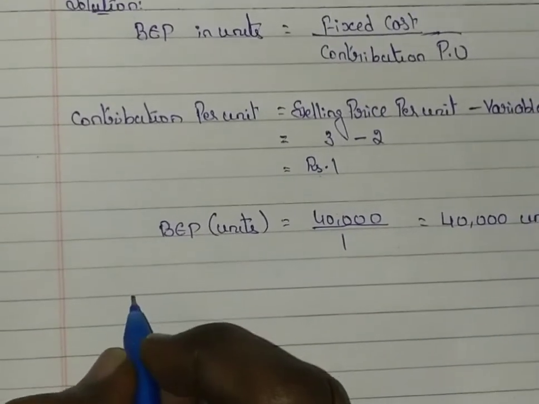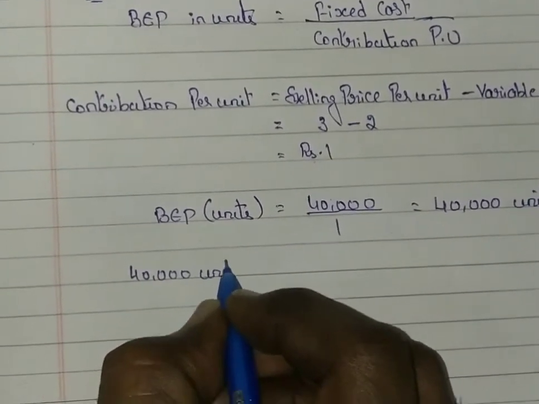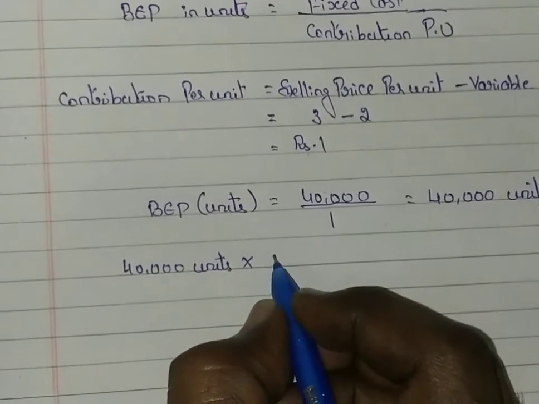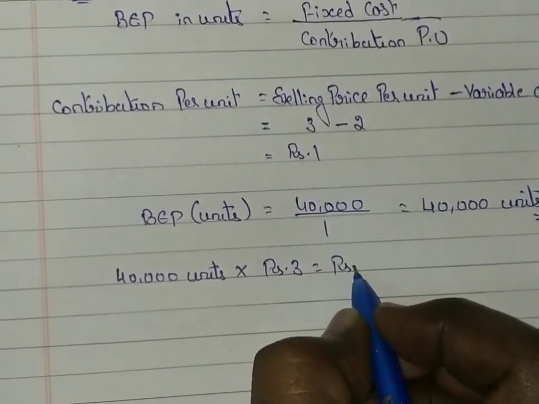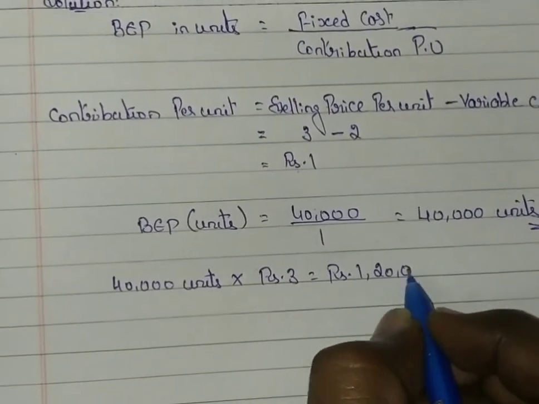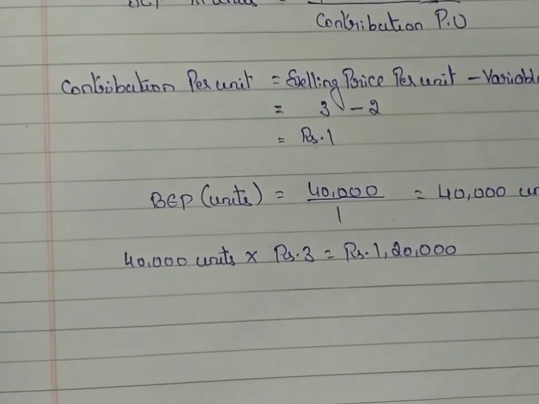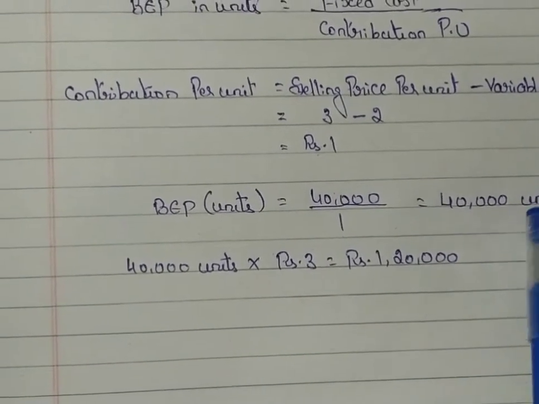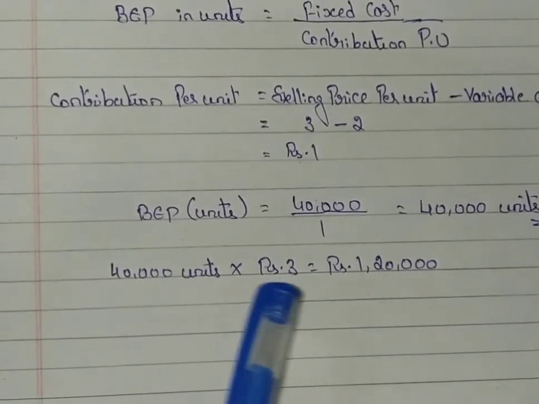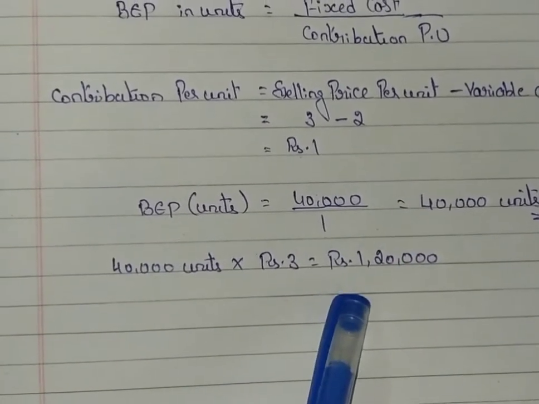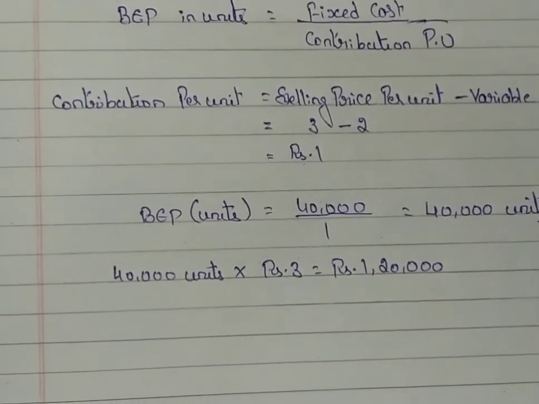but we should also know the amount at which the break-even point occurs. So 40,000 units should be multiplied with the selling price, that is rupees 3. Now we get the amount, that is 1,20,000, meaning at 1,20,000 rupees and 40,000 units you will get the break-even point. So now we have the break-even point in units and the amount. Now we will go for representing the graph.